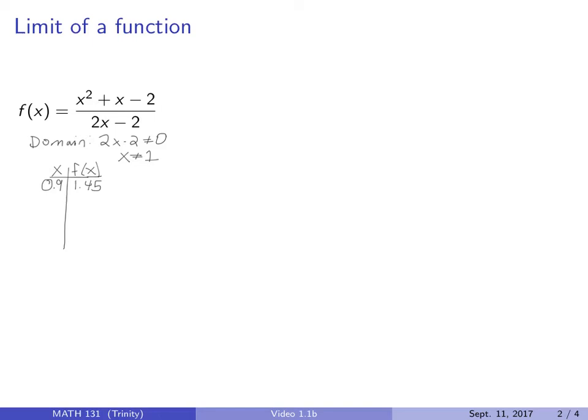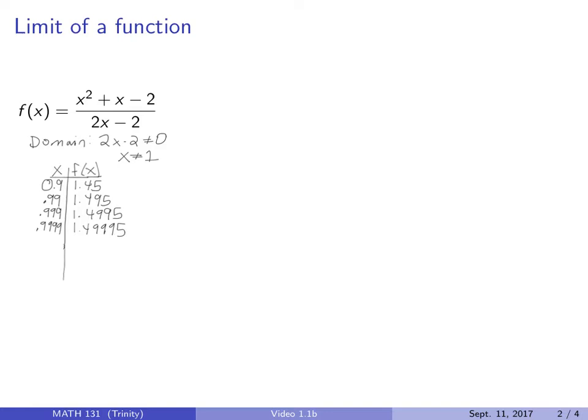But then we can even get closer to 1 than that. Let's say x is 0.99. If we plug that in, we get that f of x is 1.495. But again, this process never stops. We can get as close to x equals 1 as we want by just getting closer and closer. So if we plug in 0.999, we get 1.4995, and let's do one more, 0.9999, we get 1.49995.